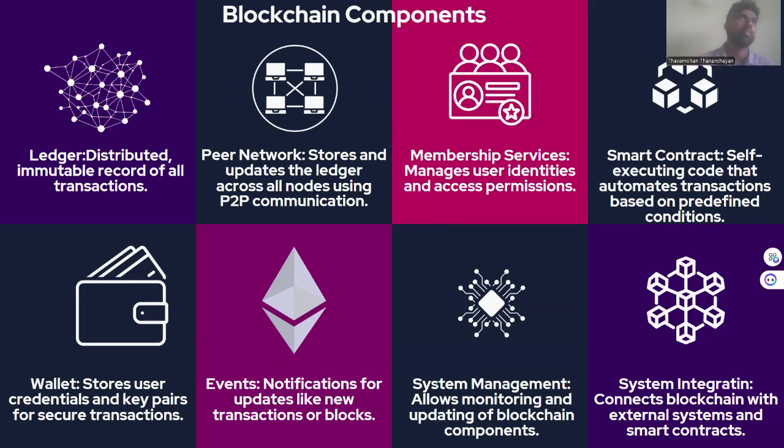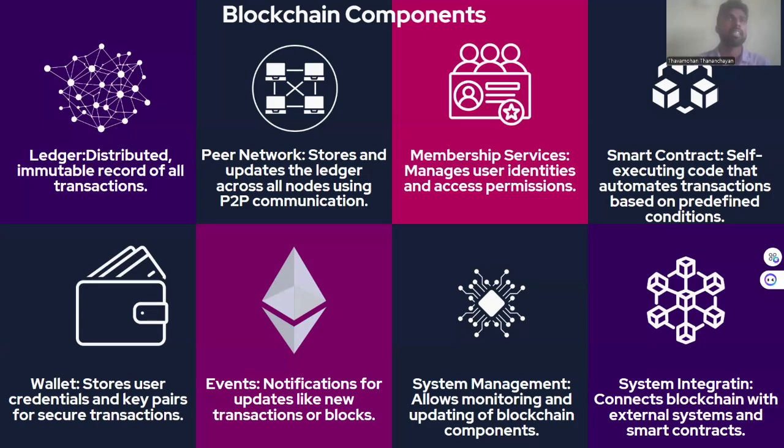Next is the peer network. Blockchain operates on a peer-to-peer network. Every node or participant keeps a complete copy of the ledger. These nodes store and update the ledger using consensus protocols with no need for a central authority. That's the key advantage of the peer-to-peer network.